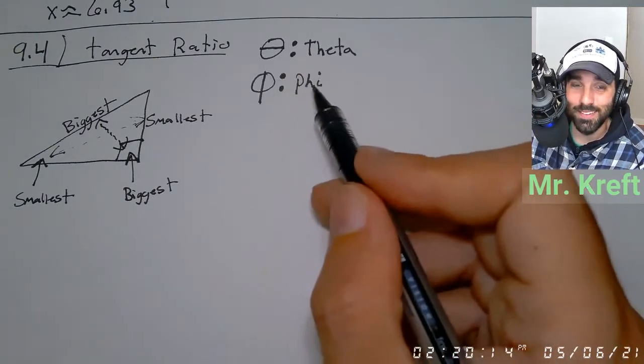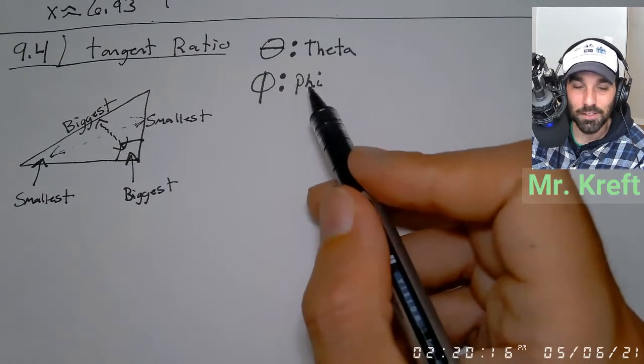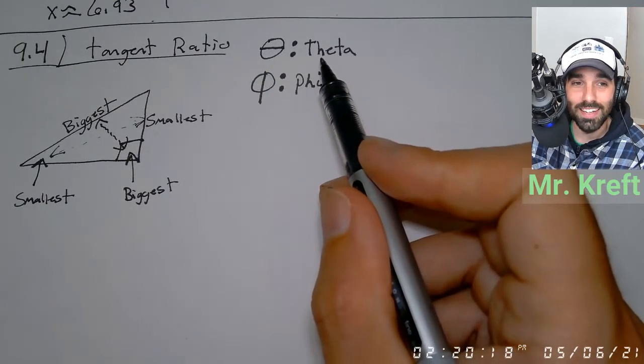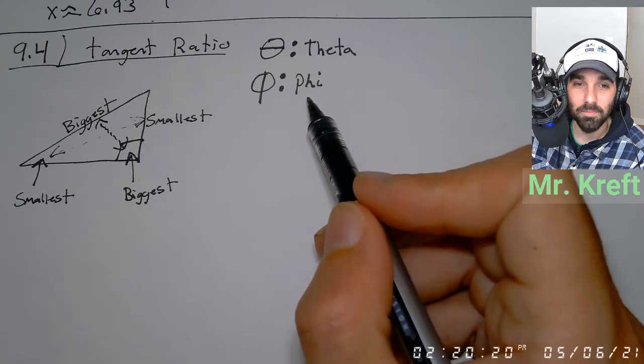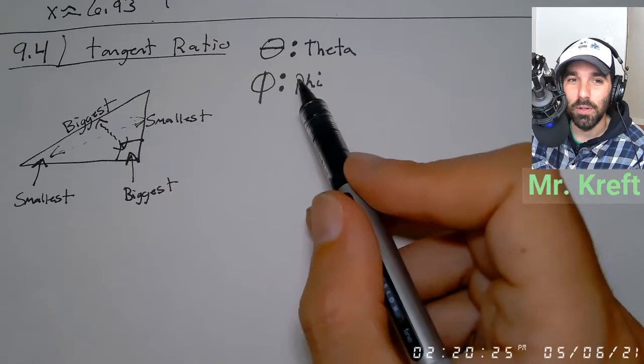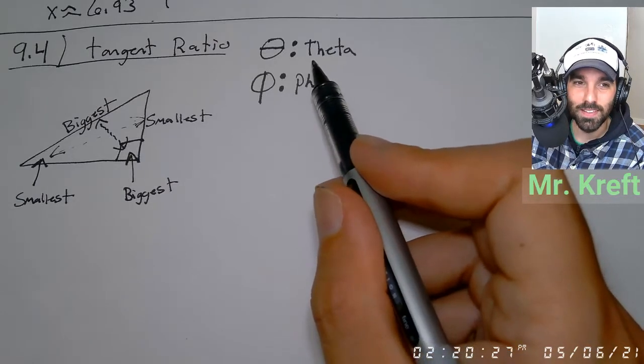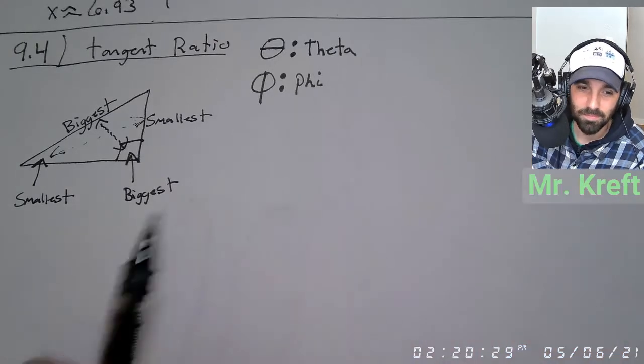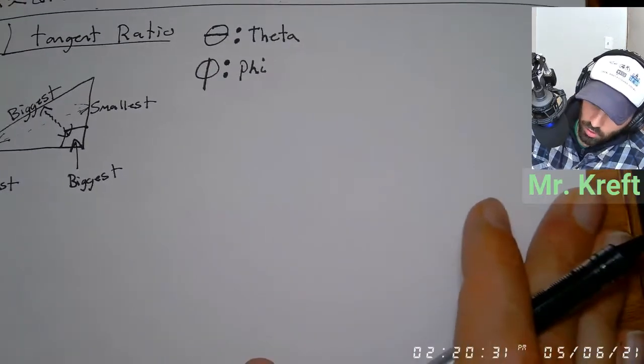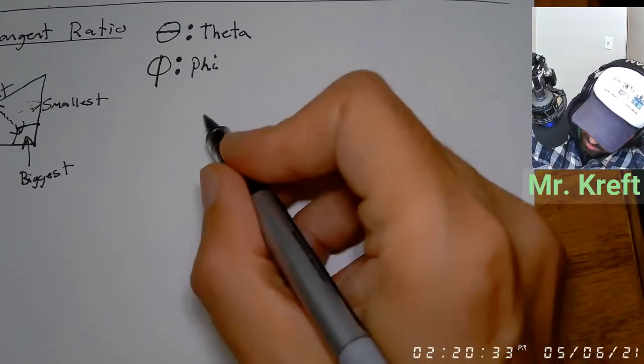Now, that's how Americans say this. So this is American English. If you were British, you would say theta and phi, like fee, fi, fo, fum. But we're in the USA, so we say theta and phi. Okay. So let's take a look at a different triangle.